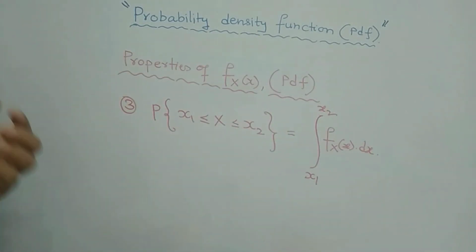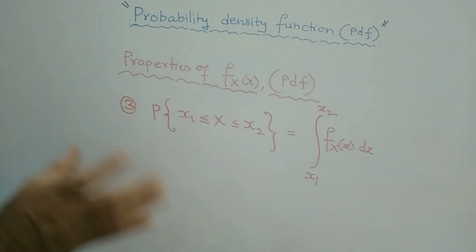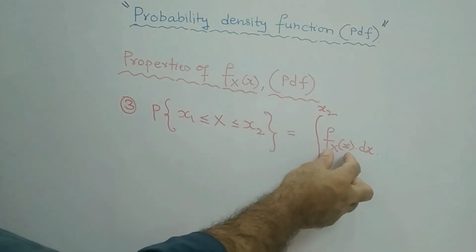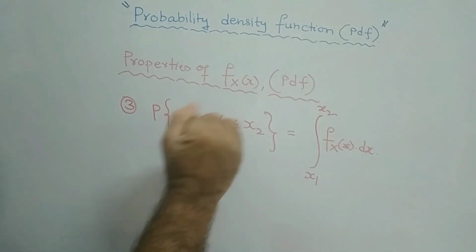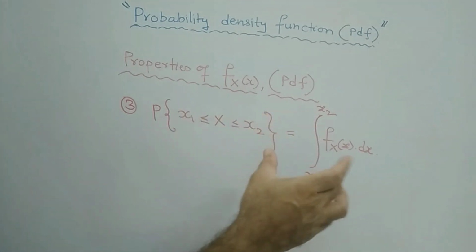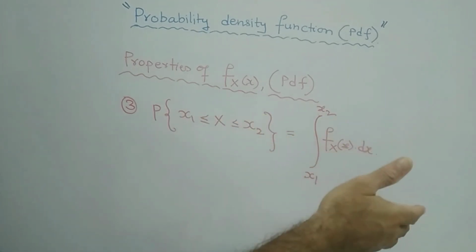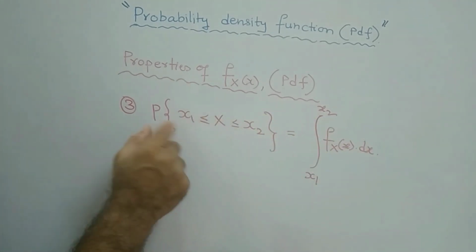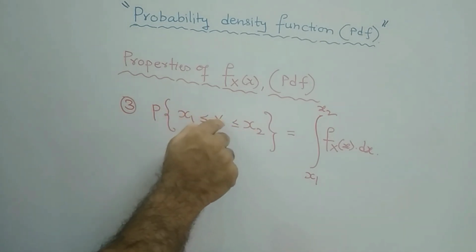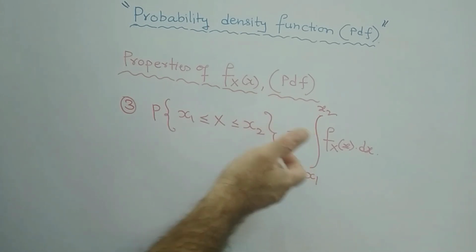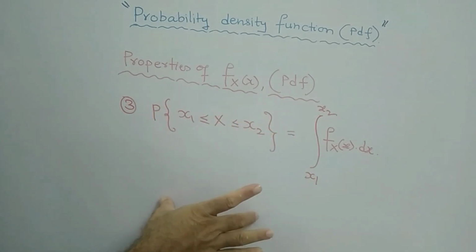Sometimes in the problem, the density function f of x will be given to you over a certain interval, and they will ask you to find the probability that 1 is less than or equal to x is less than or equal to 3. Like that they will ask in terms of probability.